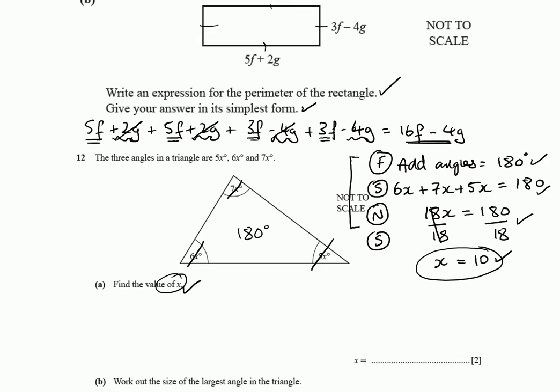Now the next part of the question is wanting us to find the size of the largest angle in the triangle, and so the largest angle in the triangle will obviously be the one that was marked 7x. So this question over here is done very easily. I now know that x is 10, so 7x, which is 7 times 10, is 70 degrees. And that's that part of the question done.